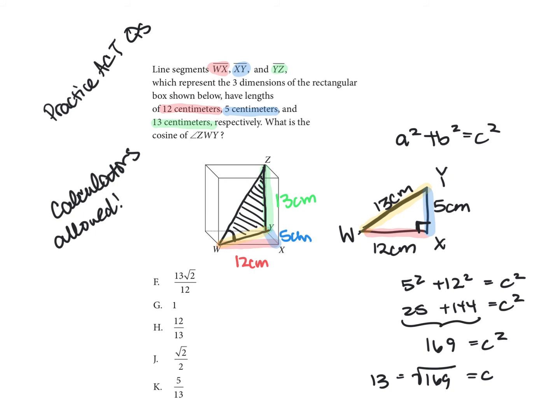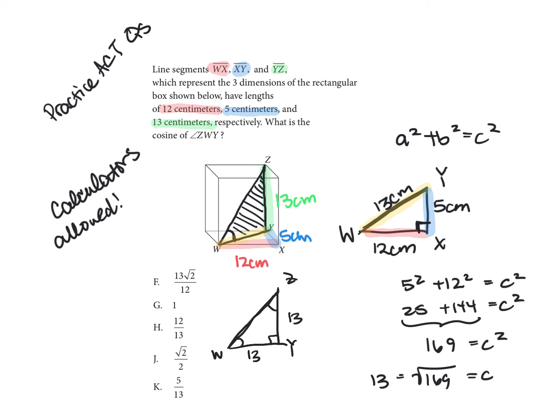So that means that my black triangle that's kind of sitting in here is the triangle WZY, and both sides are actually 13 units long. That means that these are 45-degree angles.